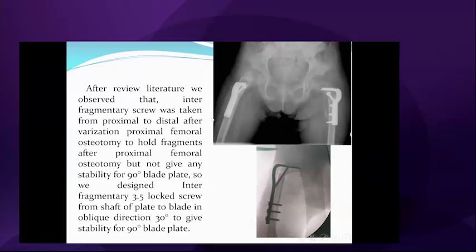After review of the literature, we observed many trials to increase stability of the blade by a screw inserted from proximal to distal. We invented a new technique, a screw from distal to proximal, to increase stability of the blade and prevent pulled out blade in our new blade.